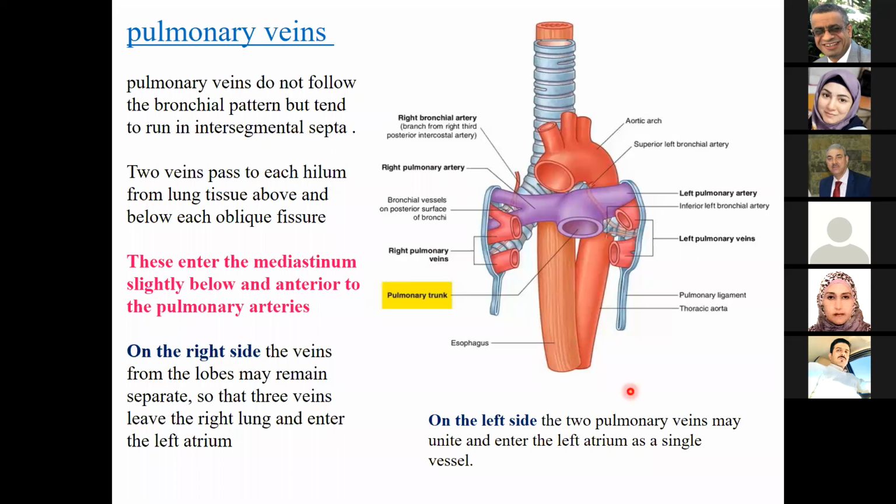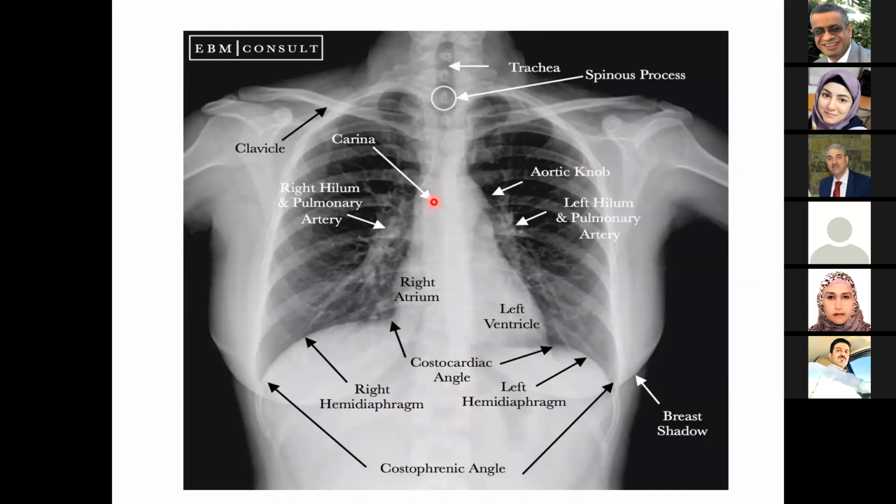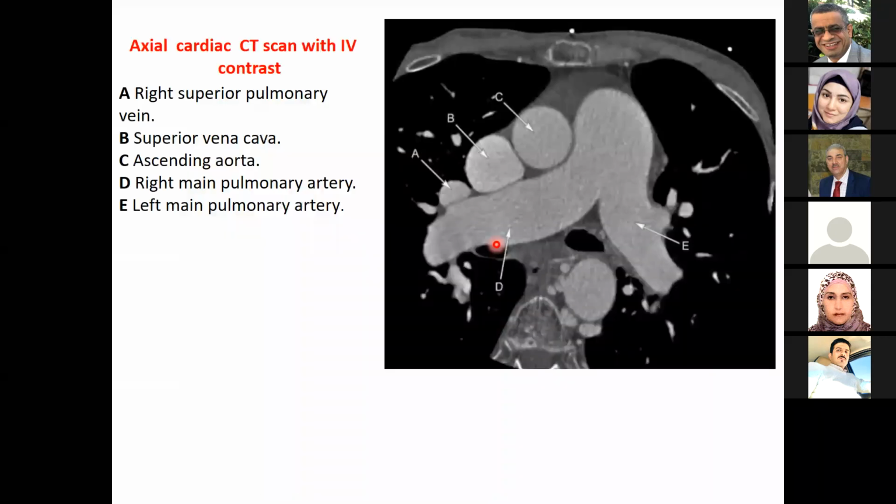This X-ray, this is the frontal X-ray, shows the trachea, the carina, the right hilum and the pulmonary artery, and also the left hilum and pulmonary artery. This is an axial cardiac CT scan with intravenous contrast, showing the main pulmonary artery, the right pulmonary artery, left pulmonary artery, the right superior pulmonary vein, the superior vena cava, and the ascending aorta.